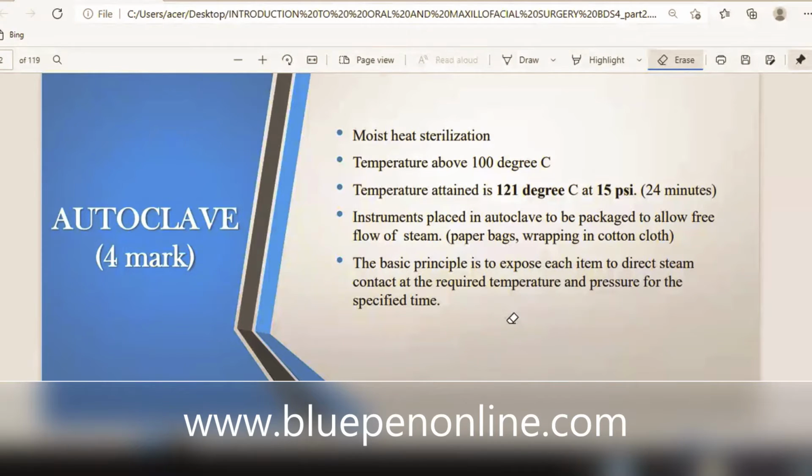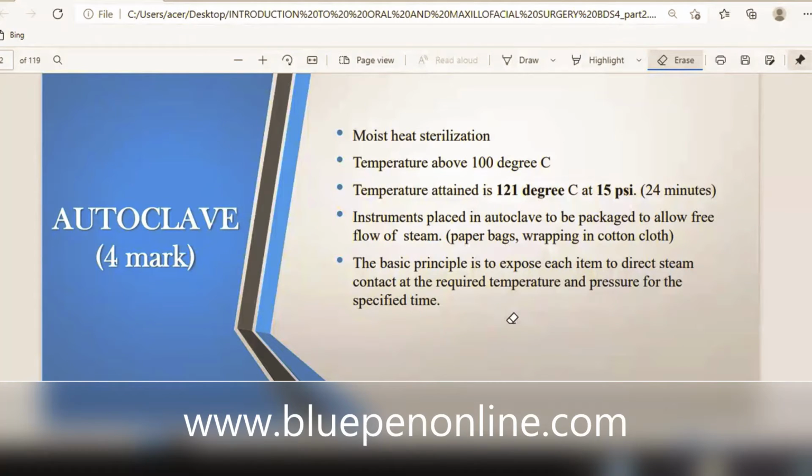This is not from the exam point of view, okay? In exam point of view, you have to study moist heat sterilization. That's what I have included in the PPT. As you can see, autoclave is a commonly asked question in our examinations. Usually it comes as autoclave or autoclaving. The question usually comes like that, a 4-mark question or a short note question.